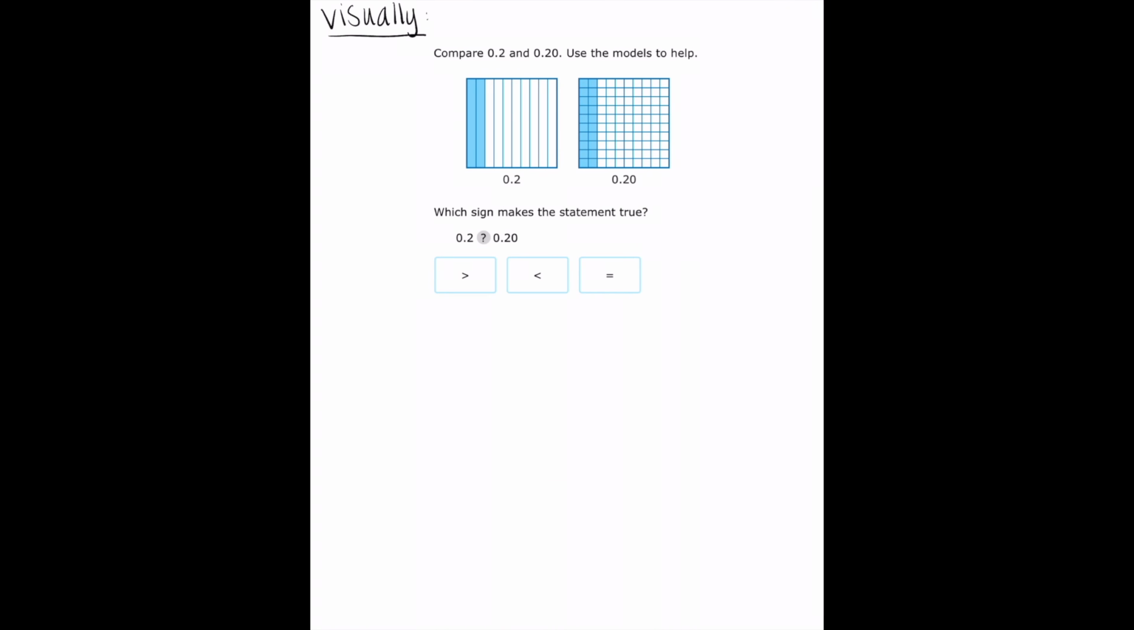Now let's go through things visually. As you can see here, we have to compare 0.2 and 0.20, or 2 tenths compared to 20 hundredths. When we look at these two diagrams, it's pretty easy to tell, just like in our last example, that they're equal. This again goes to show that if a 0 comes after a decimal point, it doesn't change the meaning, and that as long as the tenths place or the hundredths place, depending on the problem, is the same, the two decimals would be equal.